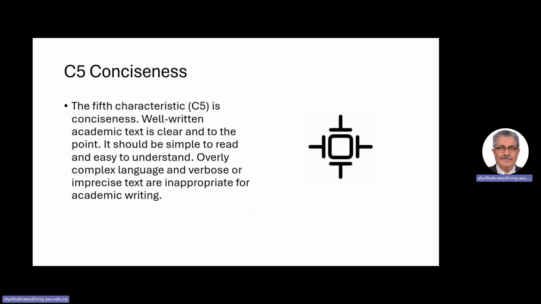C5, conciseness. The fifth characteristic is conciseness. Well-written academic text is clear and to the point. It should be simple to read and easy to understand. Overly complex language and verbose or imprecise text are inappropriate for academic writing.